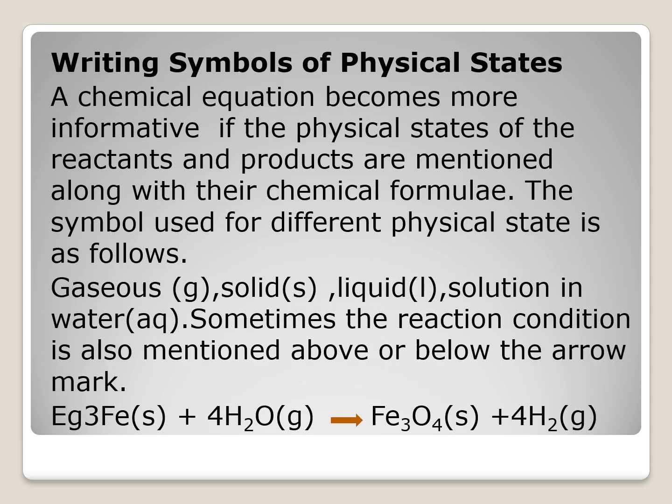Dear students, a chemical reaction becomes more informative if the physical states of the reactants and the products are mentioned along with their chemical formulae, isn't it? So we use different symbols to mention their physical states. For gaseous state, we write g. For solid state, we put s, and for liquid state, we mention l, and for solution in water, we write aq, that is aqueous. Also, we may have to mention the conditions involved above or below the arrow mark.